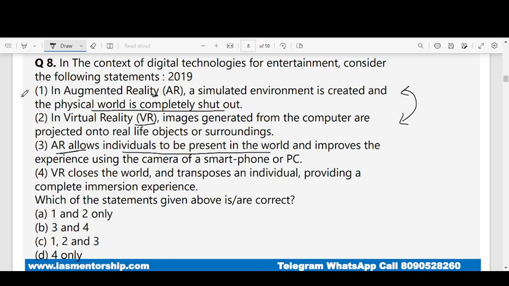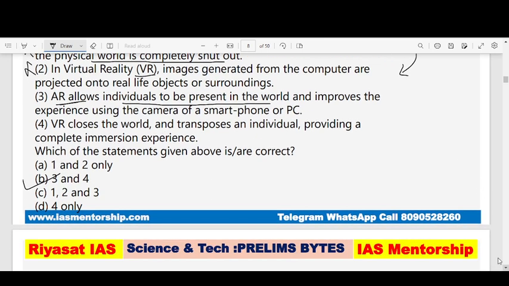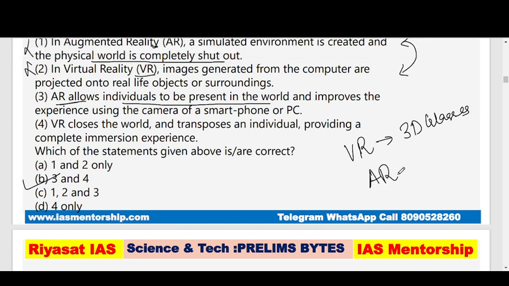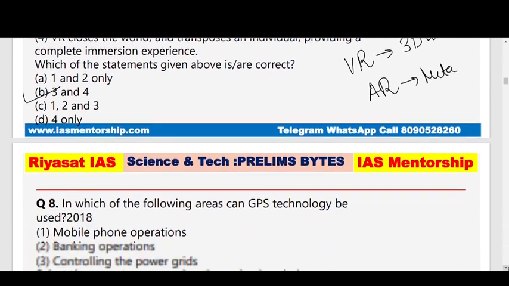So basically, with this, first and second are incorrect, and B is your correct answer. For virtual reality, you can take the example of 3D glasses, and for augmented reality, you can take the example of Meta. Clear? Metaverse.